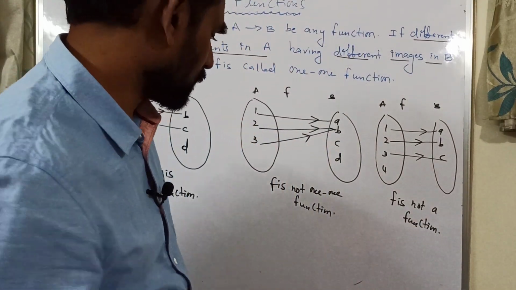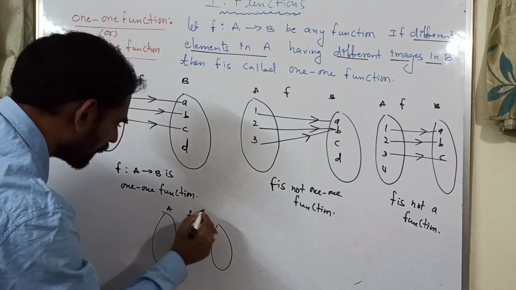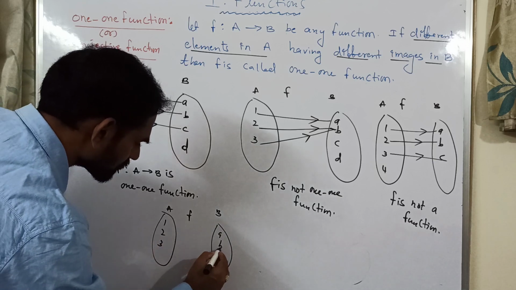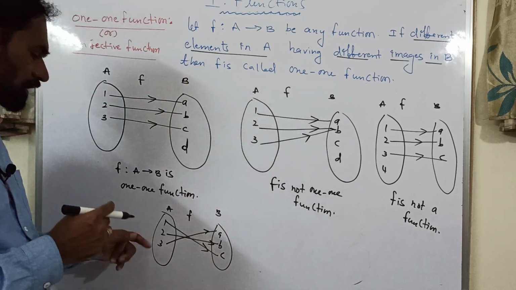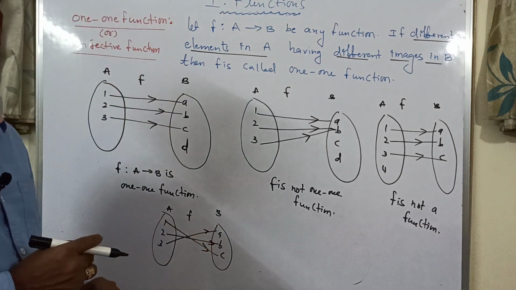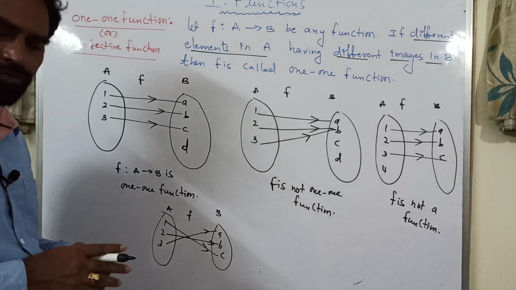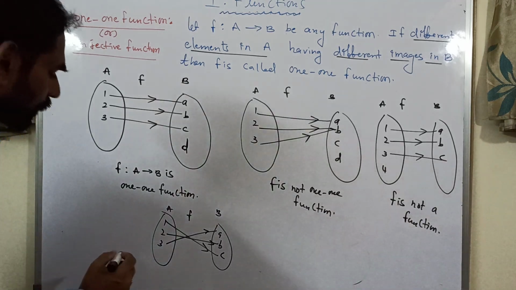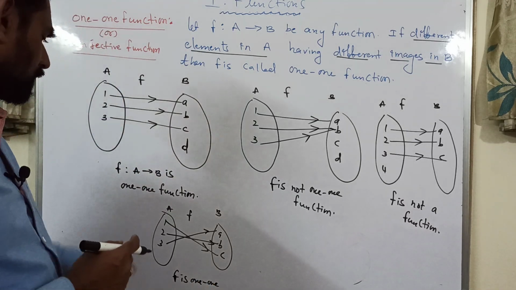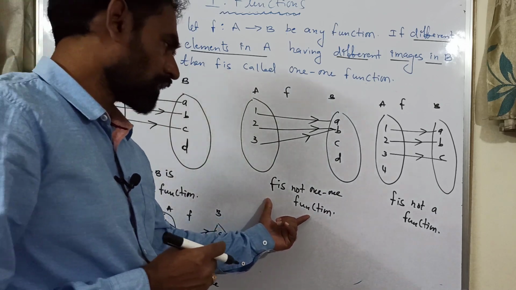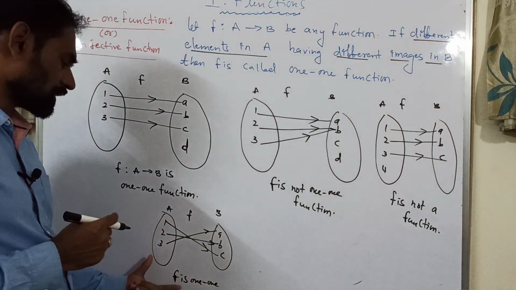I am taking another example. f from A to B, 1, 2, 3 and a, b, c. 1 to c, 2 to b, 3 to a. What type of function is here? Observe this. Different elements, different images. First of all, it is a function, and clearly we can say it is one-one. Why? Different elements having different images. That's why here f is a one-one function. In the previous one f is not a function, but here f is a one-one function.